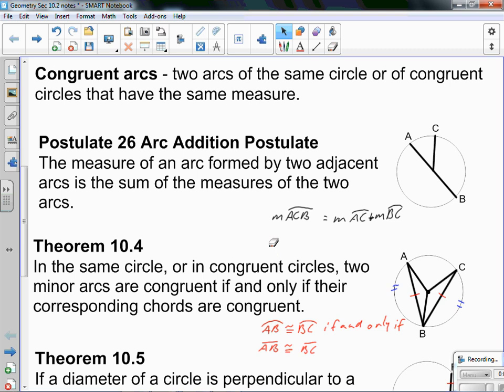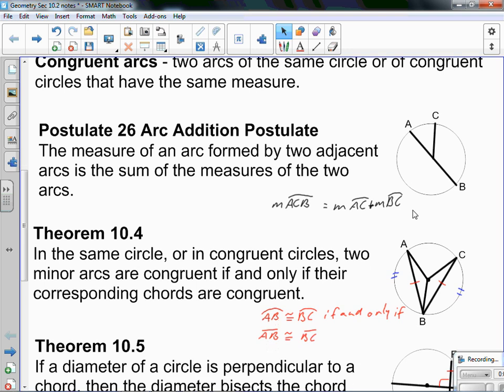Postulate 26, the arc addition postulate. We've already had a few of these addition postulates, the segment addition postulate and the angle addition postulate, and now the arc addition postulate, which says the measure of an arc formed by two adjacent arcs is the sum of the measures of the two arcs. Or if I have one big arc that's divided up into parts, if I add the small parts together, I get the measure of the big arc.